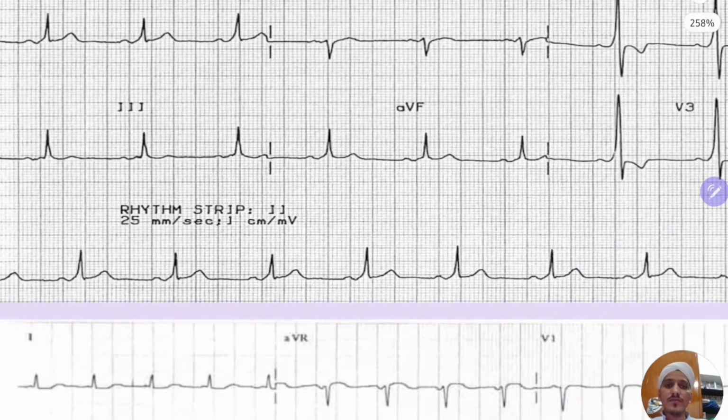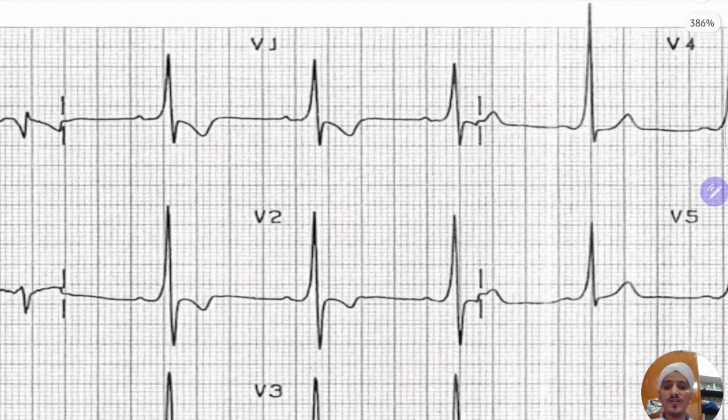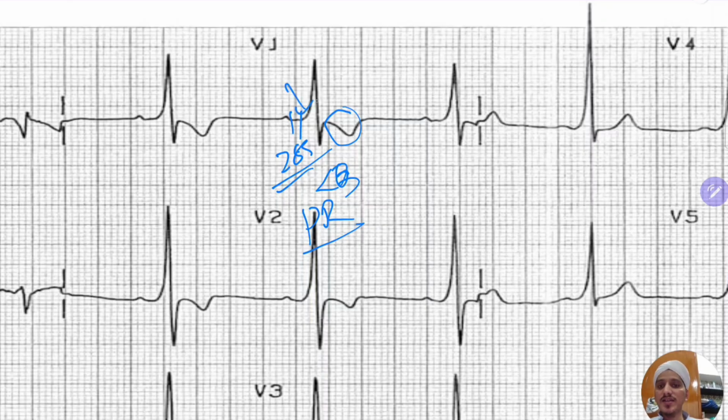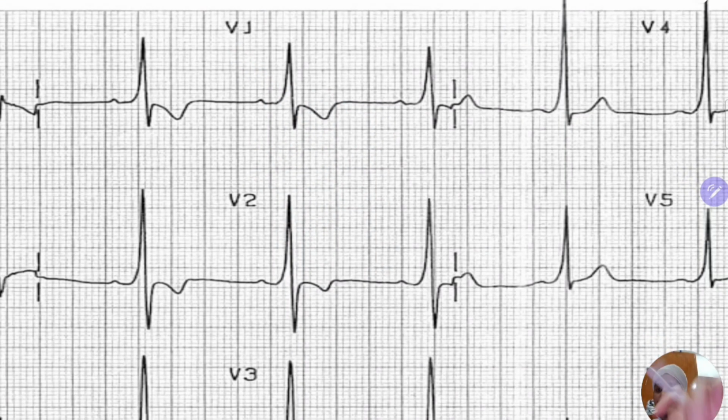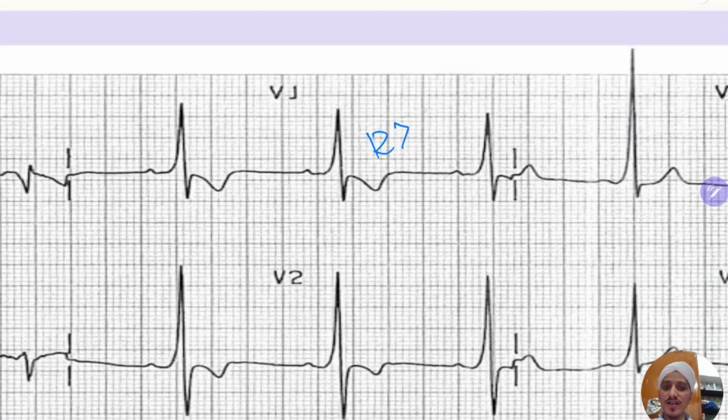The same thing you can see in V1 also, and along with that you are seeing a strain pattern in V1. See here, this is the strain pattern. You can cut this one: there are only two small squares, less than 3, so the PR interval is shortened. There is a delta wave, and the QRS complex is up to here 4 small squares, so it is prolonged. Here you can see the strain pattern, and R is more than S.